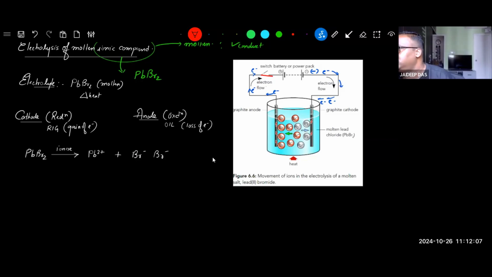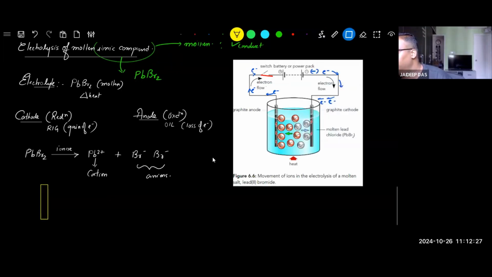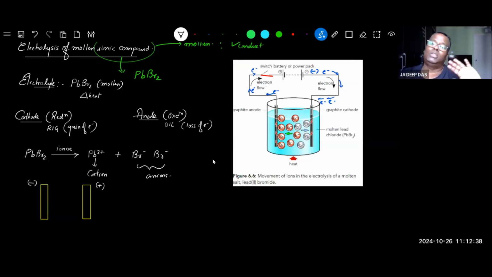We can immediately term this as our cation. No doubt about that, cations are always positive, and this will be our anions. Samajh mein aaya? Okay. Now we have got two graphite electrodes out here. The diagram is there beside you, but still I'm drawing two graphite electrodes. I tag one as negative and one as positive. I make sure I'm not naming cathode and anode now.